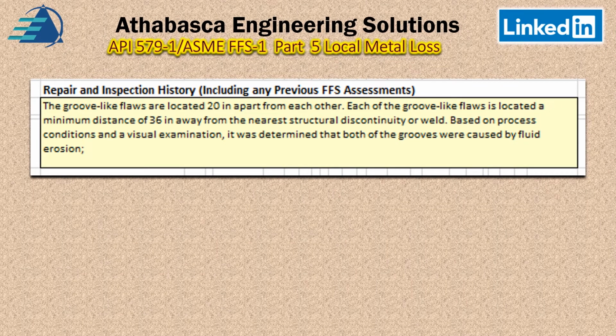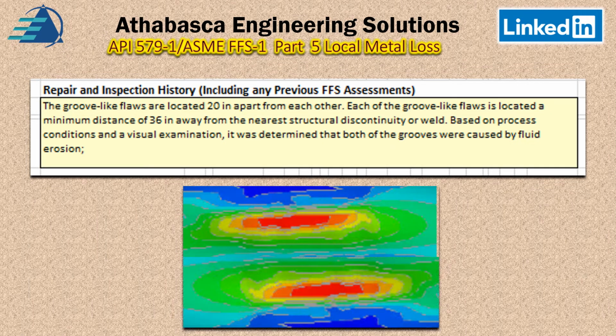So let's look at this assessment here. We've got a repair history that's given to us from the inspection group. The groove-like flaws are located 20 inches apart from either side. Each of the groove-like flaws is located a minimum distance of 36 inches away from the nearest structural discontinuity or weld. Based on the process conditions and a visual exam, it was determined that both grooves were caused by fluid erosion. And we have one here, and then we have the second flaw.